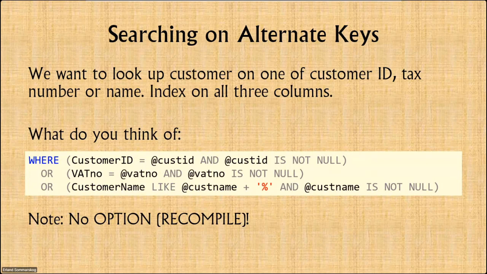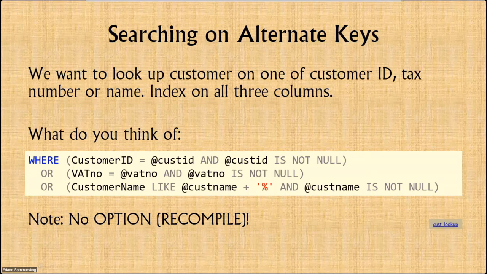Where customer ID equals @custid, and @custid is not null. Or VATNO equals @vatno, and @vatno is not null. Or customer name like @custname plus %, and @custname is not null. And there is no OPTION (RECOMPILE). Well, you might say to yourself, this is the same pattern as before, so this is not going to work well. That would be a table scan. But wait a minute, it's slightly different because the AND and OR have changed places.